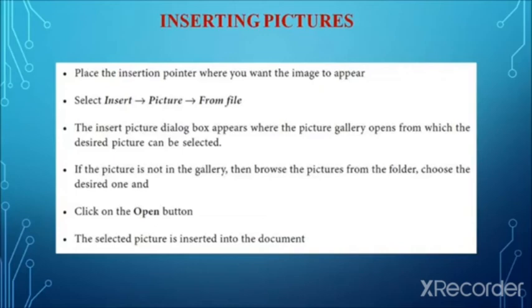So the picture gallery opens from where the desired picture is placed. From there the desired picture can be selected. If the picture is not in the gallery, then we can browse for the picture from the folders, from the various drives, or the user folders. We can select the desired picture, and after selecting it, click on the Open button. So the selected picture will be inserted into the document.